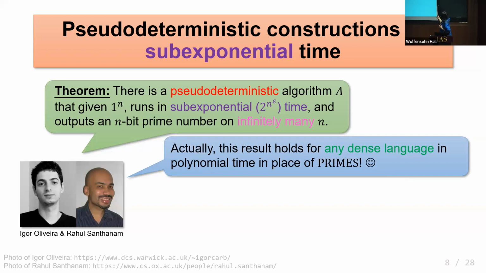Can you see it clearly? Like the green text, any dense language. They proved the theorem not only for primes, but also for any dense language decidable in polynomial time. Primes are dense by the prime number theorem and decidable in polynomial time by the AKS primality test. Therefore, the result automatically holds for primes. But primes are a prime example of a dense language in polynomial time whose explicit construction problem seems hard.